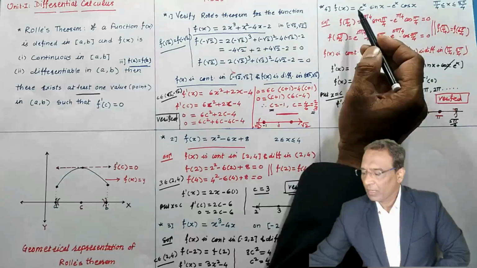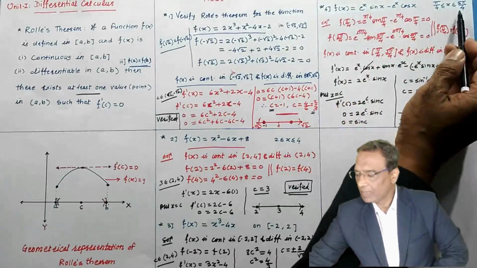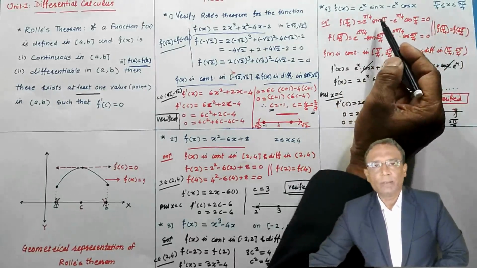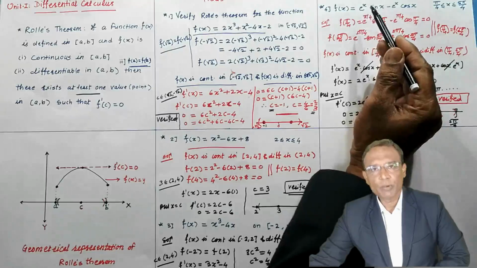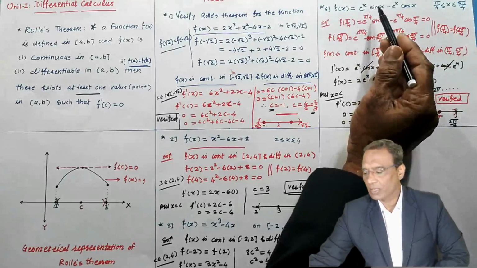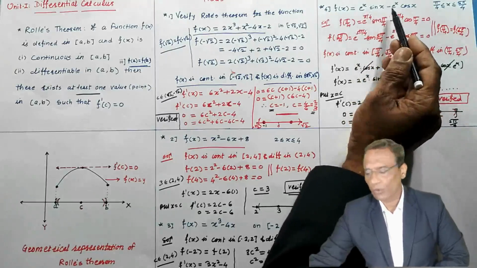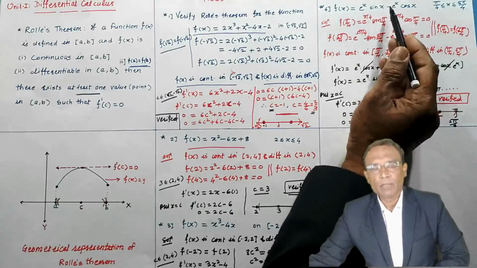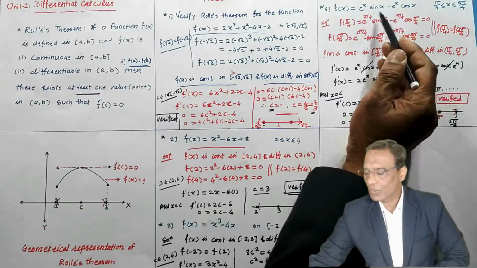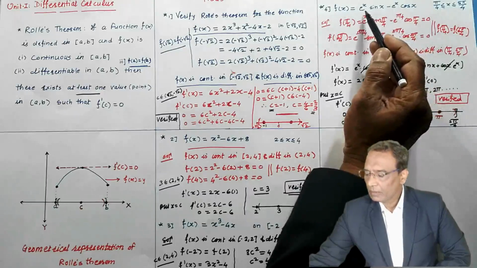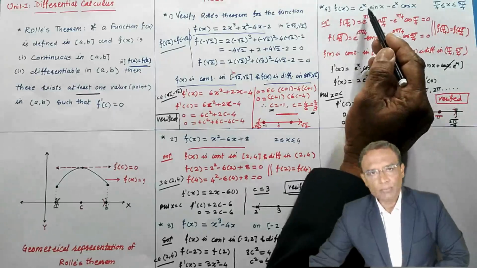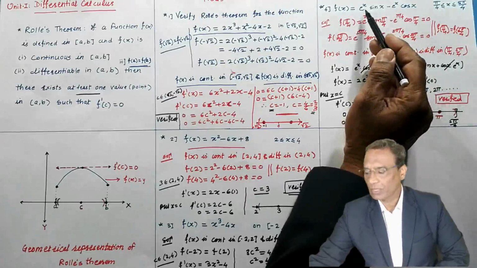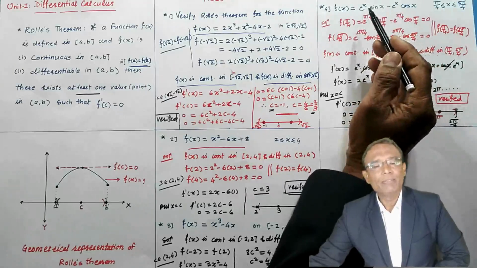Next problem. This function is given to you, and the interval is given. Here in this function, transcendental functions are given. Transcendental function means what? E raised to power x, or the exponential function, sine function, trigonometric functions, log functions. Inverse trigonometric functions also come under transcendental functions. Fx is given, with the sine function, cos function, and exponential function. These are continuous and differentiable.